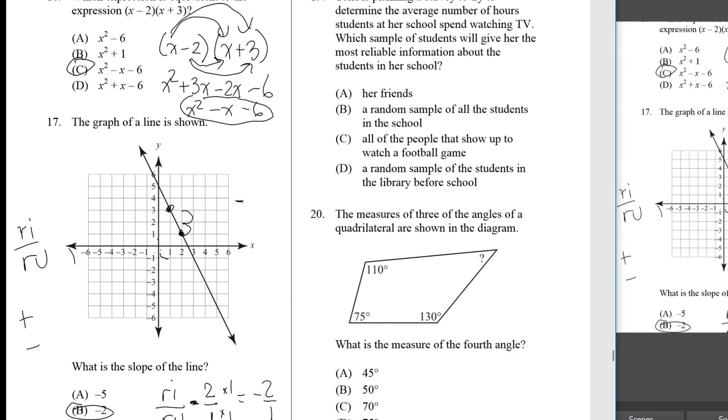Terry is planning a survey to try to determine the average number of hours at her school spent watching TV. Which sample of students will give her the most reliable information about students in her school?